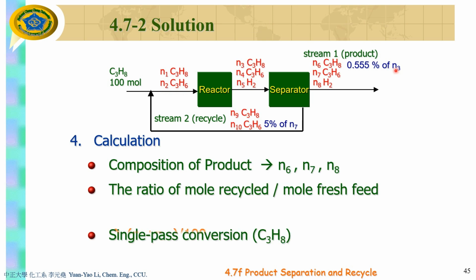So do the calculation, and then the question asks for the ratio of the mole recycle to the mole fresh feed. So it will be (N9 plus N10) divided by 100. So recycle stream and input stream, fresh feed. So this is the answer. And single pass conversion, you know this, right? For C3H8, that's (N1 minus N3) divided by N1. That's single pass conversion.